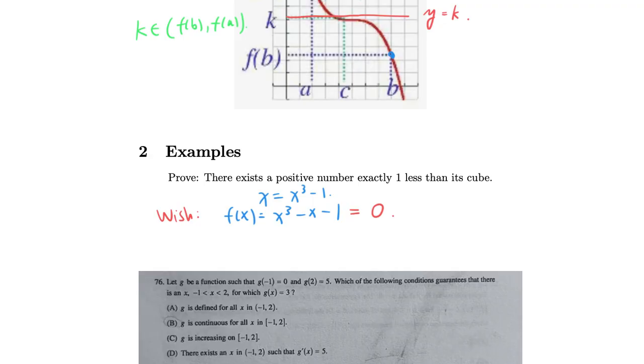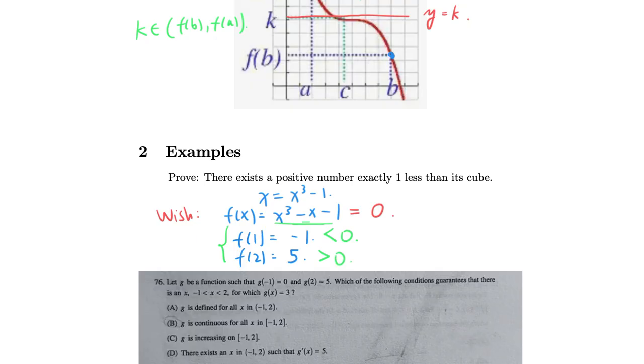So we're going to try a couple values. We're first going to do f of 1. F of 1 evaluates to 1 minus 1 minus 1, that's negative 1. And f of 2 evaluates to 8 minus 2 minus 1, so that's 5. Now, notice that f of x is a continuous function. It's a polynomial. And we have f of 1 being negative, so this is less than 0, and f of 2 is positive. This is greater than 0.